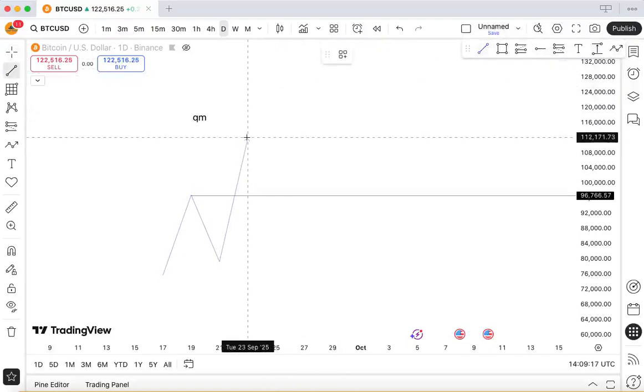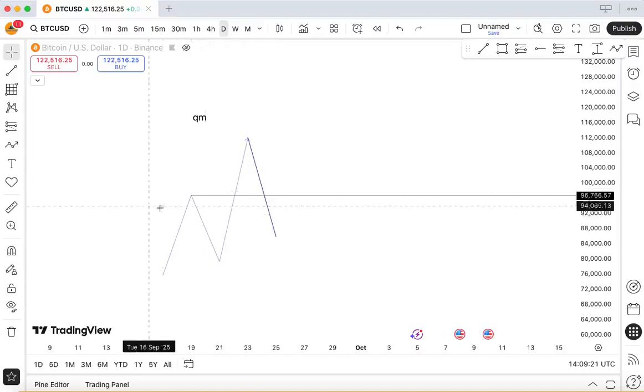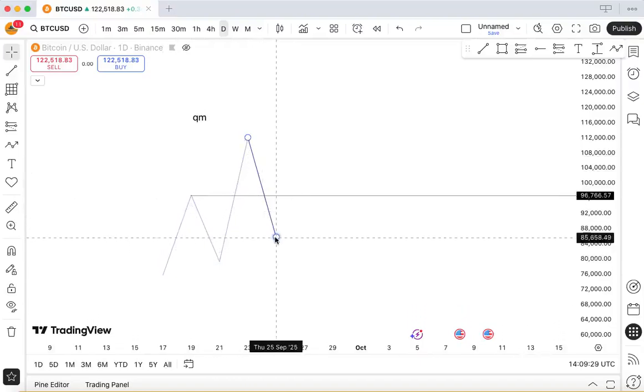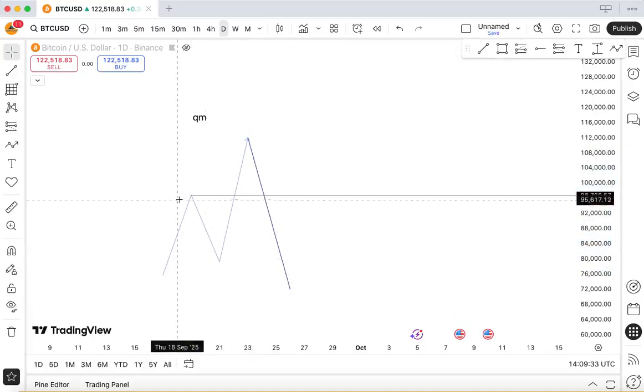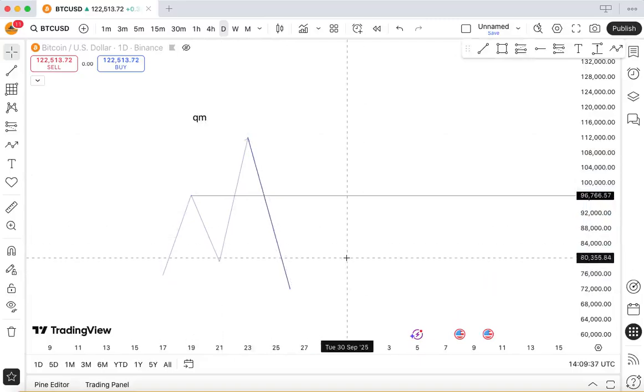Like this, it has to be done like this. So this is the QM. Now the QM people knew that the QM price has to make this pattern: you break above and then break below. No, we don't need that here. It is a matter of candle closure.